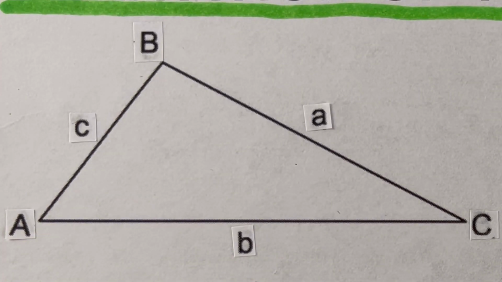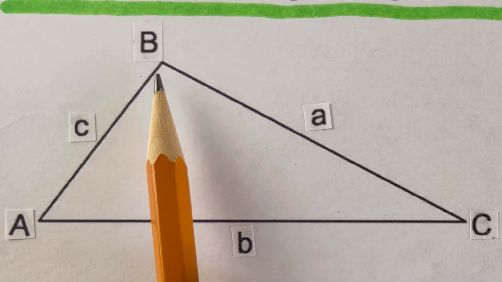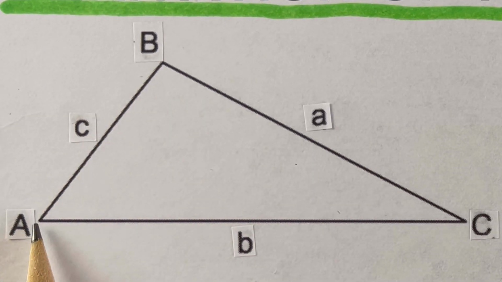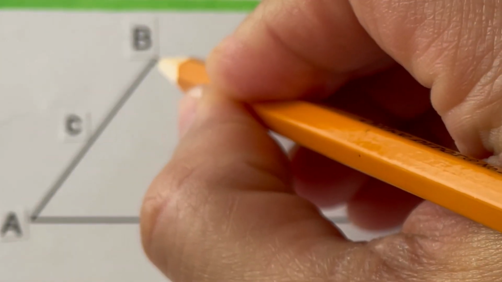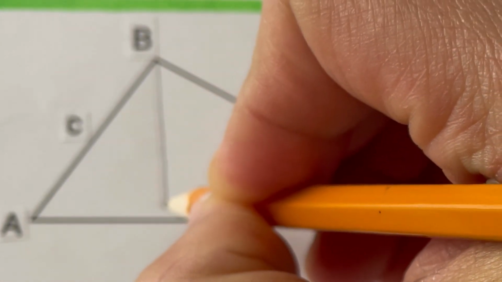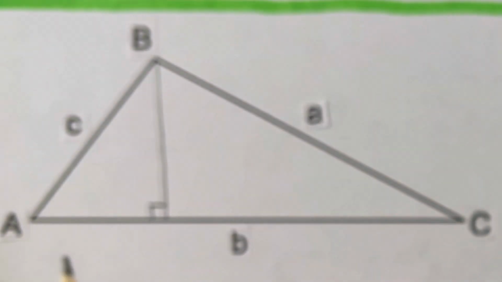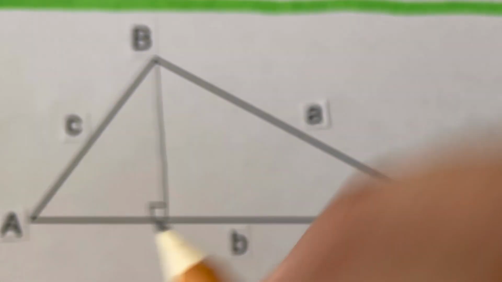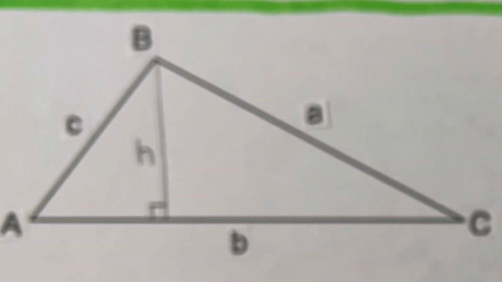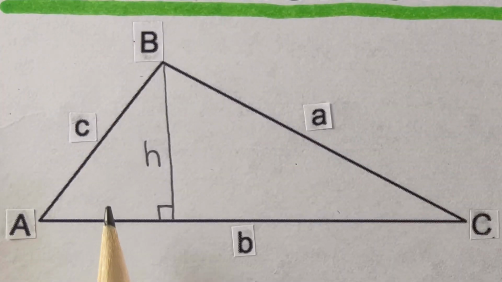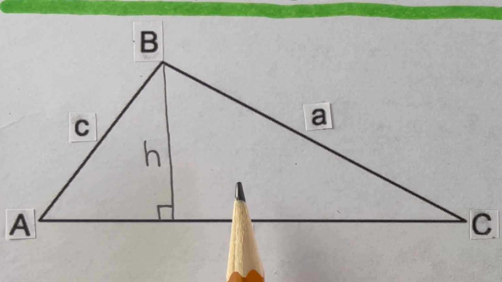What we are going to do is drop a perpendicular line from angle B to side B, or side AC. So if we drop a line right here, that's perpendicular, so that's 90 degrees right here. If we label this as H, we actually have created two separate triangles. The first triangle is the one on the left and the other triangle is the one on the right.